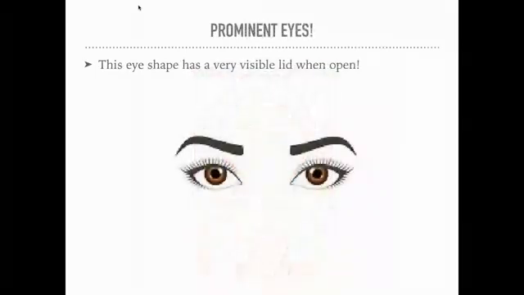And then last but not least is prominent eyes. This is an eye shape that has a very visible lid when the eye is open. This is also called a protruding eye shape. But I call them prominent because they are prominent. They are the first thing you really see. With this, we focus on bringing depth into the eye. You can have a lot of fun with prominent eyes in terms of eyeshadow.